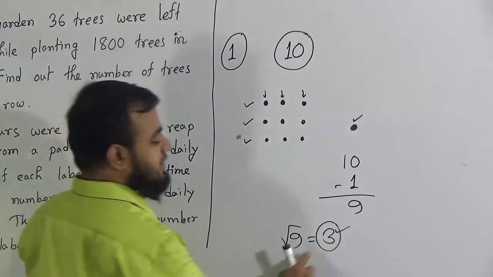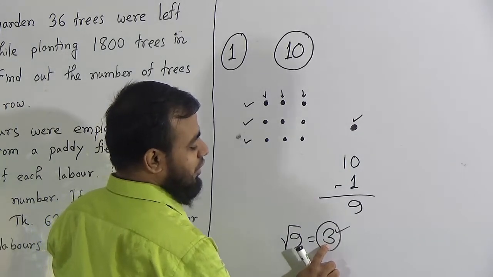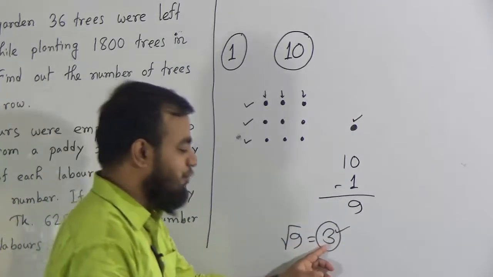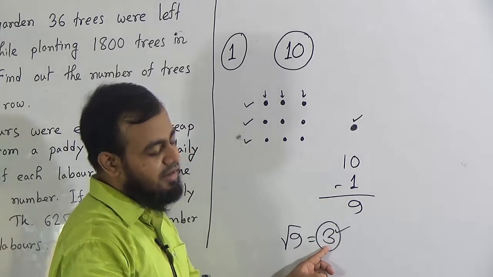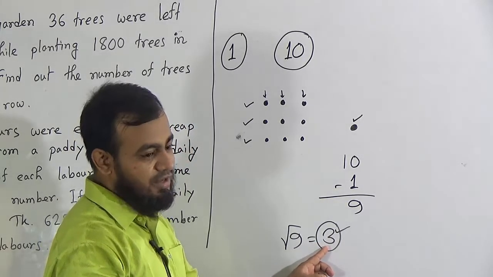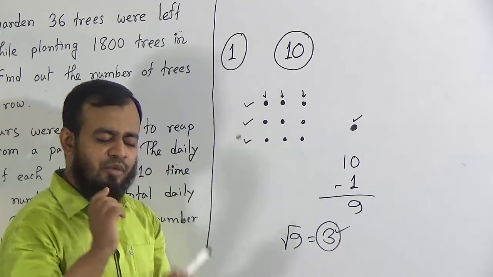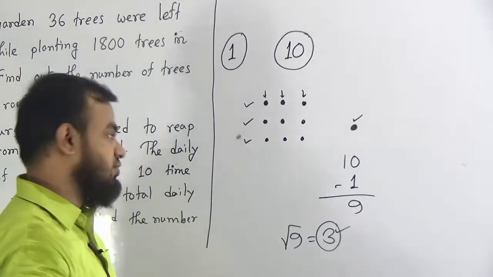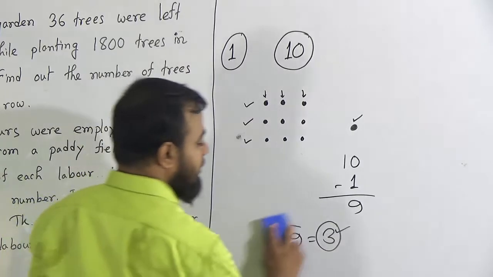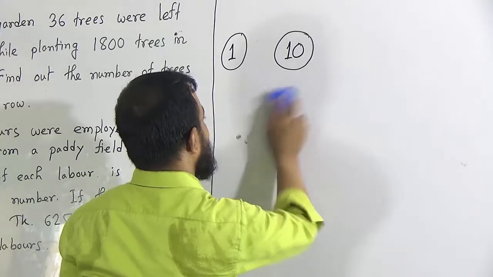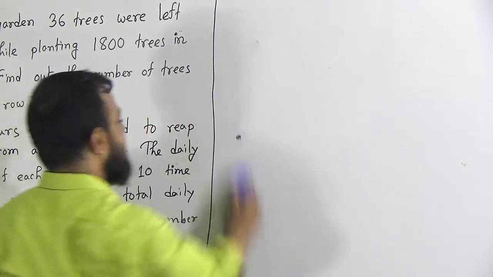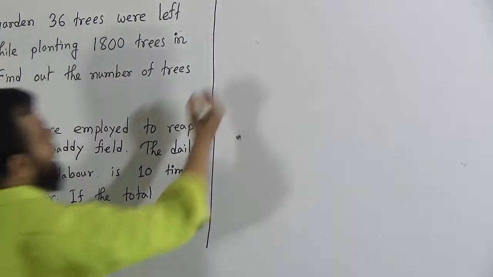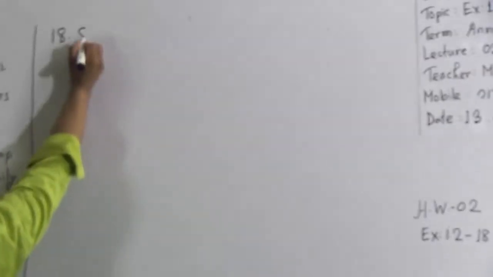Okay, this means if we find the square root number, then this square root number means the number of rows, and also how many trees are there in each row. This square root number indicates how many rows there are, and how many trees are in each row. So in this way we will solve question number 18. In place of 10, the total number of trees is 1,800. So write it down. 18 solution.